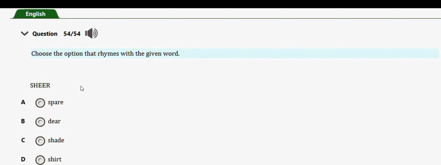It says choose the one that rhymes with the given word share. We have spare, dear, shade, share. Right answer is option B, spare.